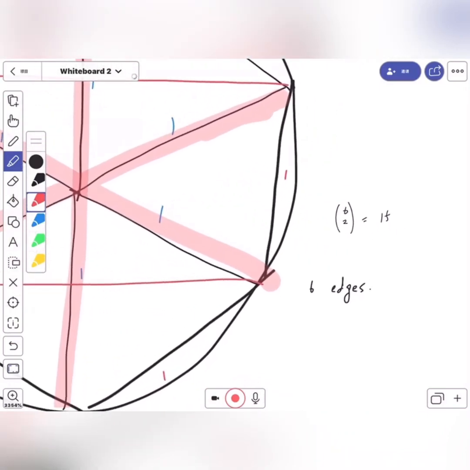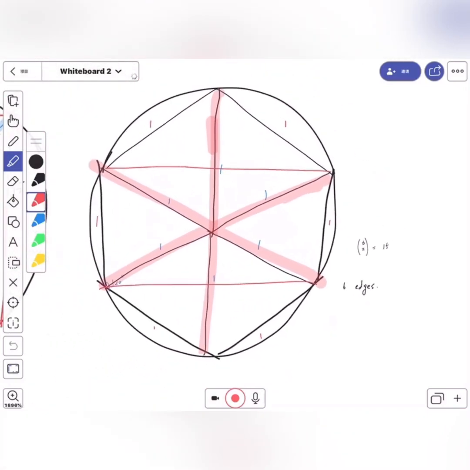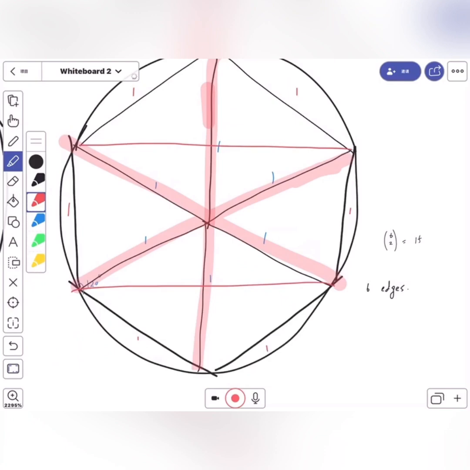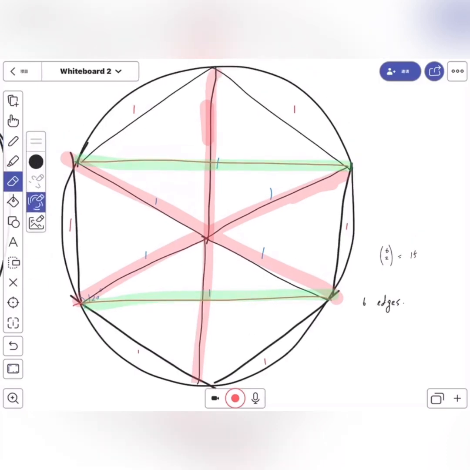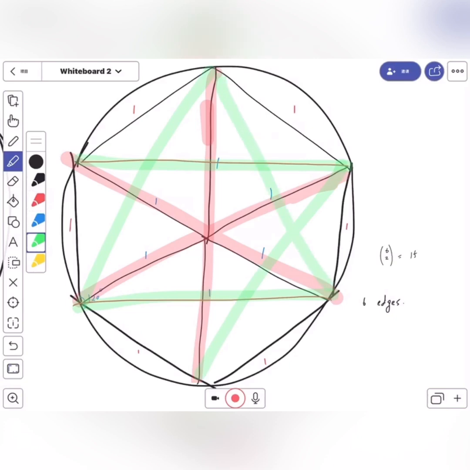These. So there are going to be 3 such long diagonals, and we're also going to have 1, 2, 3, 4, 5, 6.